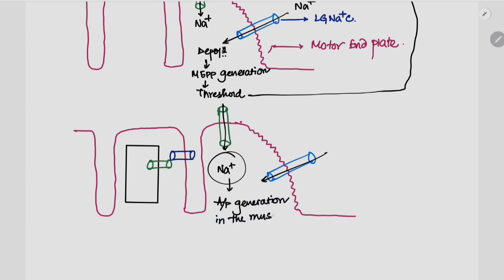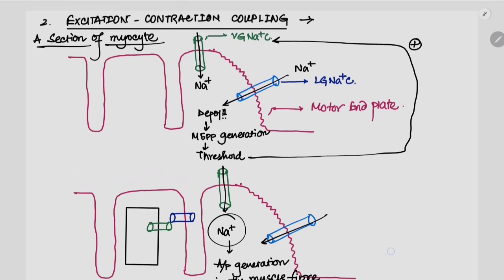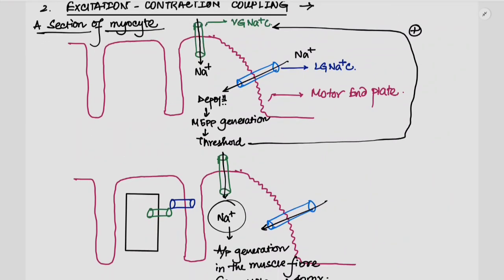Sodium is accumulating inside the myocyte, which causes massive depolarization and action potential generation in the muscle fiber, which goes up to plus 40 millivolt. So what we are seeing is that firstly ligand gated sodium channels are open, then voltage gated sodium channels are open, sodium is accumulating in the muscle fiber, depolarization occurs, firstly motor end plate potential is generated, then threshold value is crossed, then more and more sodium enters the muscle fiber, and it goes up to plus 40 millivolt, which is the very important potential for the stimulation of opening of the voltage gated calcium channels.